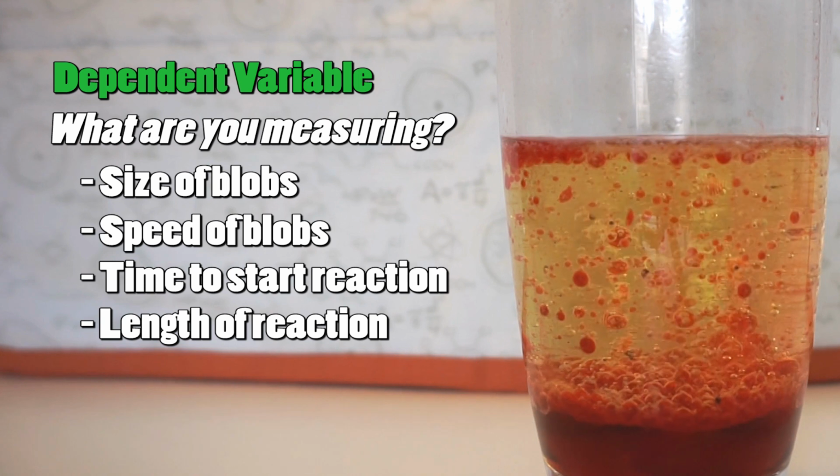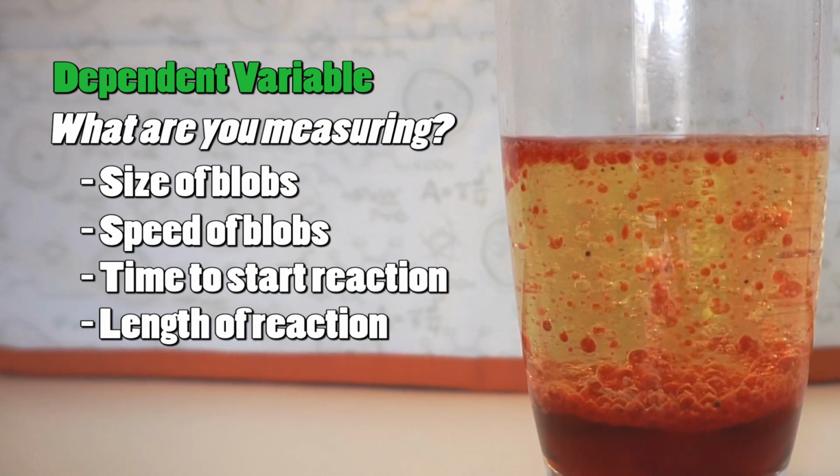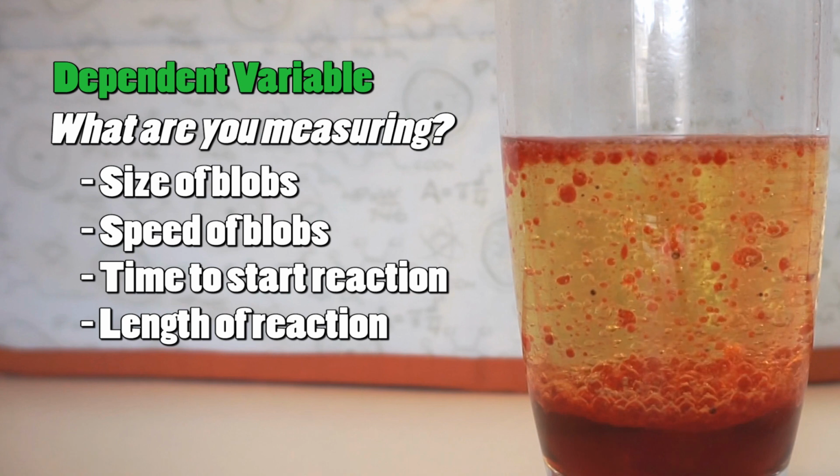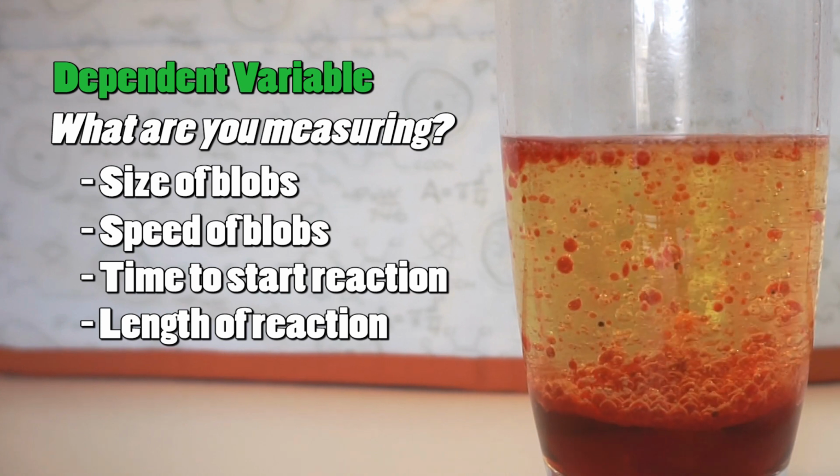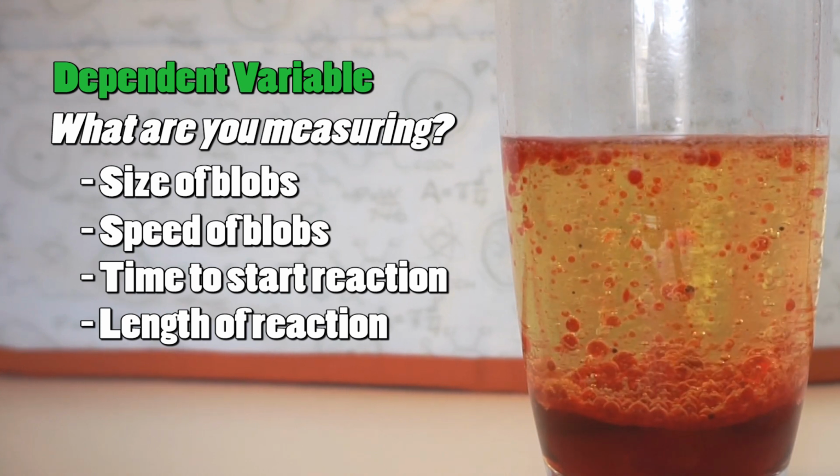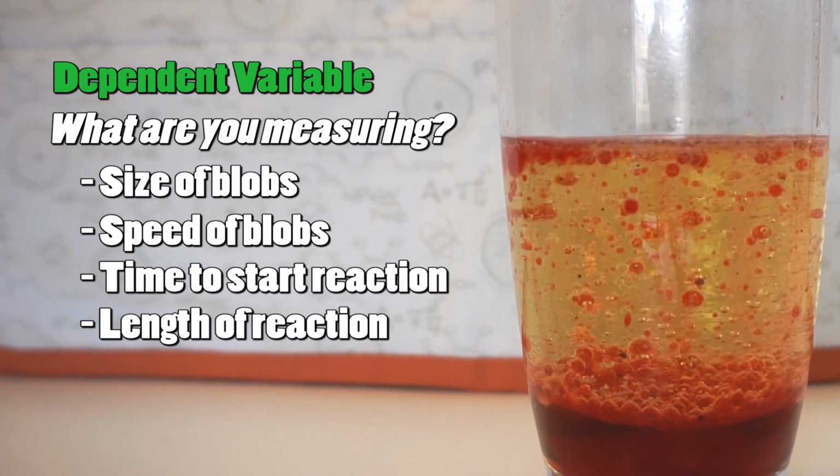And lastly, the dependent variable doesn't have to be just one thing that you're measuring. You can have multiple dependent variables and multiple things that you want to measure in your experiment. That's completely fine, and often there is more than one thing worth measuring.